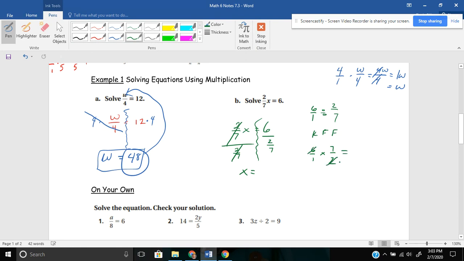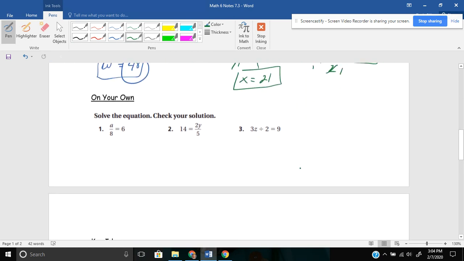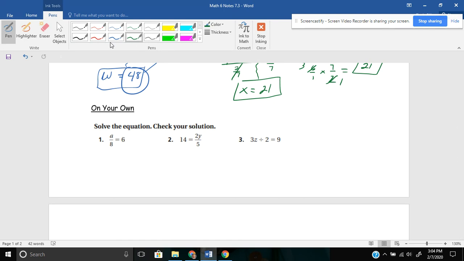All right, I'll simplify before I multiply. Looking diagonally, dividing each by 2 would be 1 and 3. And then 3 times 7 is 21. And on the bottom, 1 times 1, that's just 1. So 21 over 1 is the same thing as 21. And you can easily check that. Take 21 times 2/7, and you should come up with 6. Okay. Please pause the video now for the 3 on your own problems and see how you do.